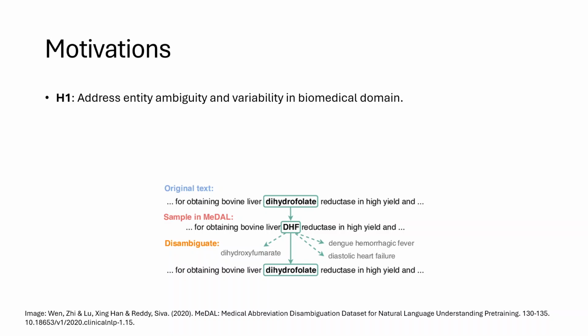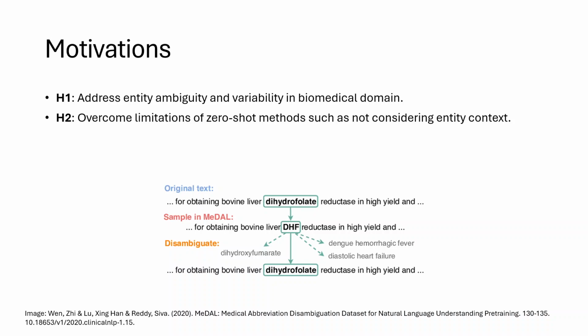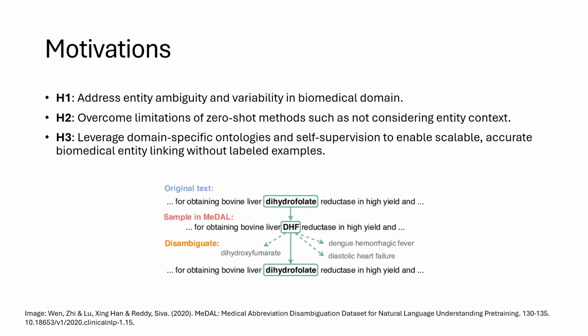So what are the motivations of this paper? First of all, to address the ambiguity and the variability in the biomedical domain that we find in this text. Second of all, to propose a zero-shot method that can improve already existing ones, such as SapBERT, by including the entity context. And third of all, to use an ontology and a self-supervision method to enable a scalable system that can deal with the scarcity of data that this domain suffers.